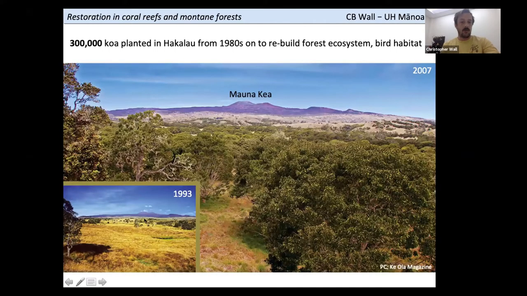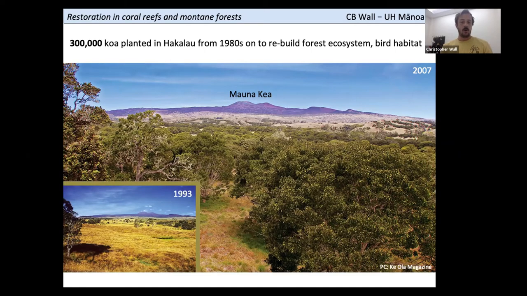This is the same photo taken from 1993, and you can see the grasslands throughout here, really few trees. And you can see here in 2007, these are all koa trees planted throughout this area. So they've done a great job at reforesting, and it's a considerable amount of land. I mean, 300,000 koa, right? They're a little bit larger than those nearly 300,000 urchins that we talked about.